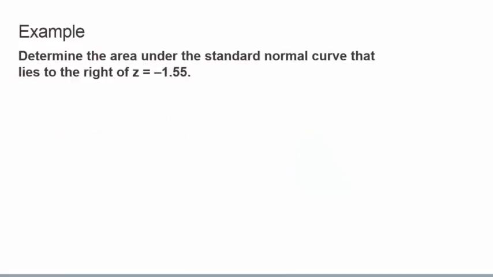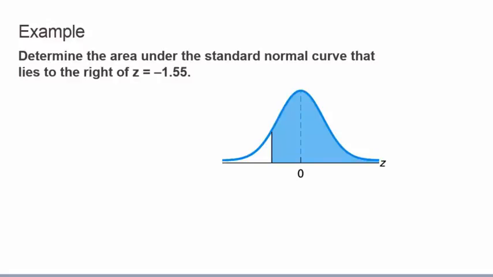Example: determine the area under the standard normal curve that lies to the right of z equals negative 1.55. Drawing our sketch, our area is shaded to the right of negative 1.55. I have two choices. I can find the area to the left of negative 1.55 and then subtract it from 1, or I can just find the area of z equals positive 1.55. For this problem, I'm going to find the area for negative 1.55.